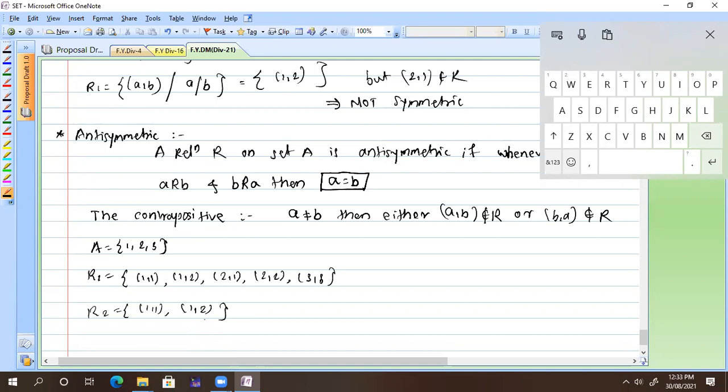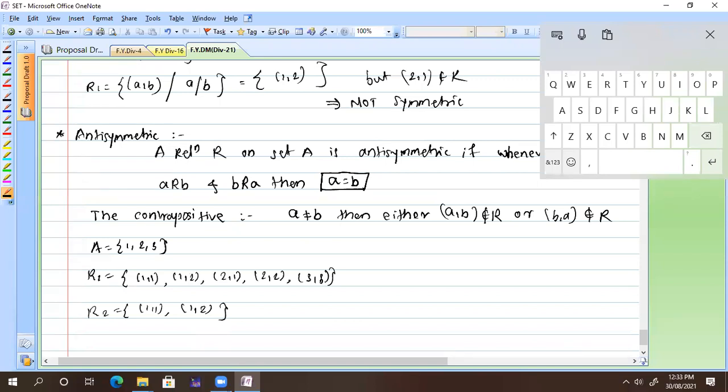Sir, what is the relation? Just forget about the relation. That relation contains these many elements: 1, 2, 3, 4, 5. Only those 5 elements. Is it antisymmetric? Why is it not antisymmetric?